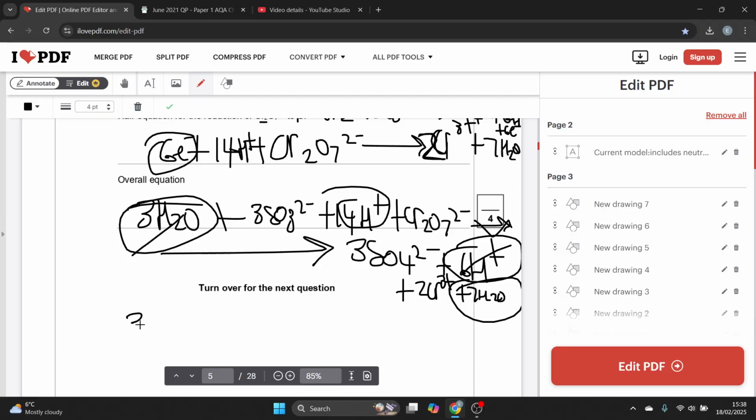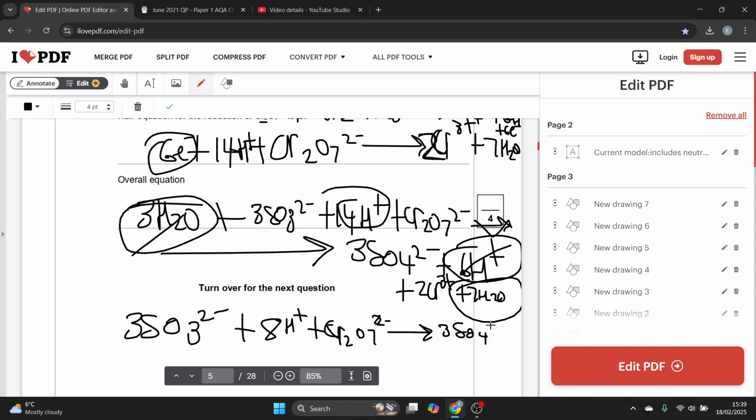So I get 3SO3 2 minus plus 8H plus plus Cr2O7 2 minus to form 3SO4 2 minus plus 2Cr3 plus plus 4H2O. And there you go.